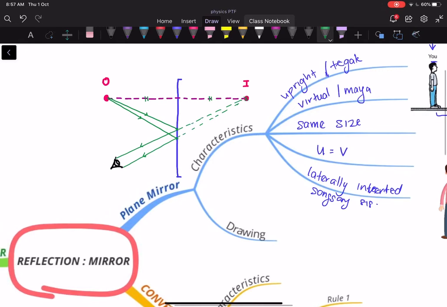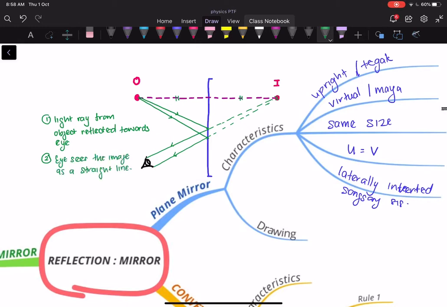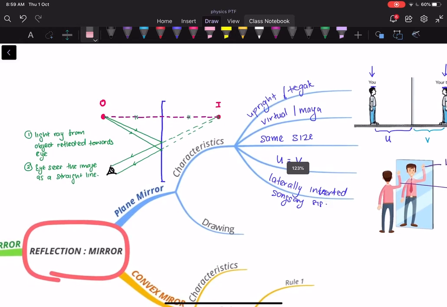So let's round down this explanation. Point number one, light ray from the object reflected towards the eye. Point number two, the eye sees the image as a straight line. That is all you've got to explain here, yeah. Sinar cahaya daripada objek dipantulkan ke arah mata. Mata melihat image secara garis lurus. So that covers everything that you need to know about plane mirror, yeah.